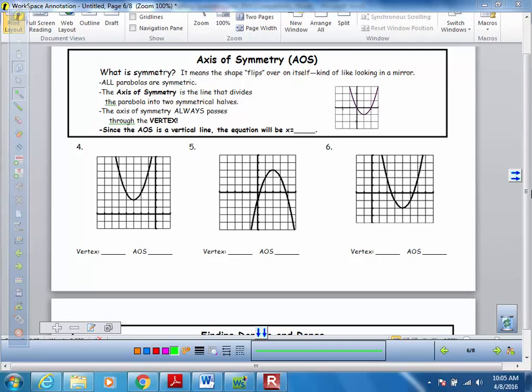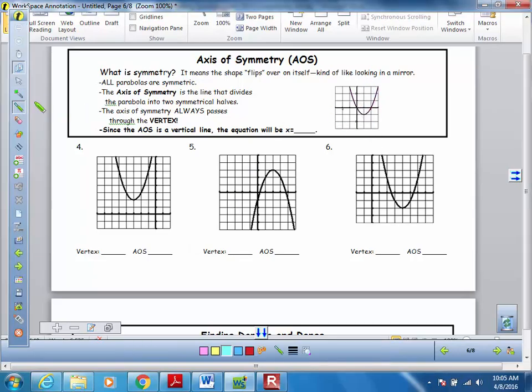Okay, let's talk about the axis of symmetry, or the AOS. So, symmetry, does anybody know what that means? Okay. It means symmetry is where you could split something in half and it would be the same on either side. So our axis of symmetry is where you could split this in half and then fold it over and it would be the same. So right here, this would be our axis of symmetry, because if we cut that in half and flipped it over, it would be the same.